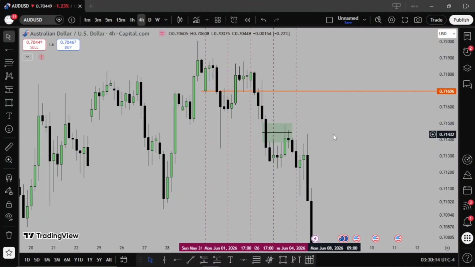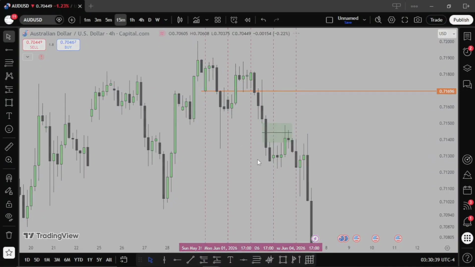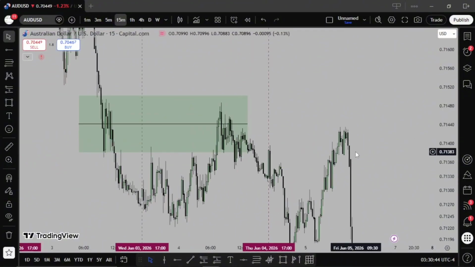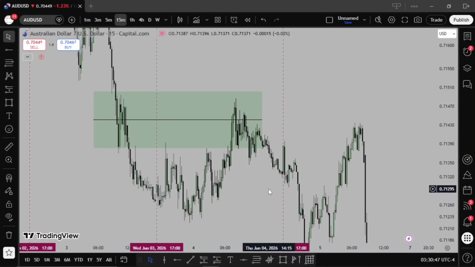If you're looking at a PDRA, say a fair value gap, and your analysis is from a 4-hour time frame perspective, then your confirmation needs to be on the 15-minute time frame. If you are looking to analyze on a 1-hour time frame, then your confirmation should be on a 5-minute time frame. All right. So this is a 4-hour, which means now we are going straight down to what? A 15-minute time frame to see if we can get any confirmation for price.